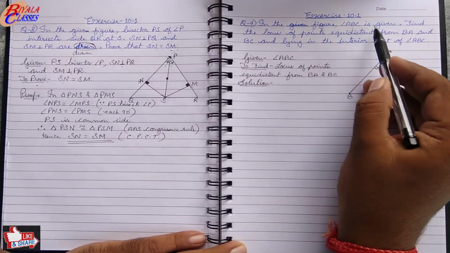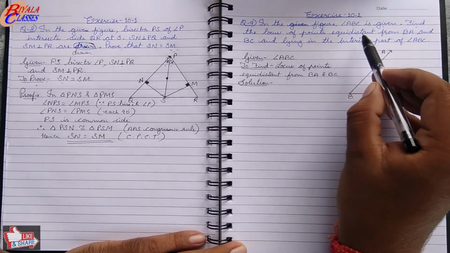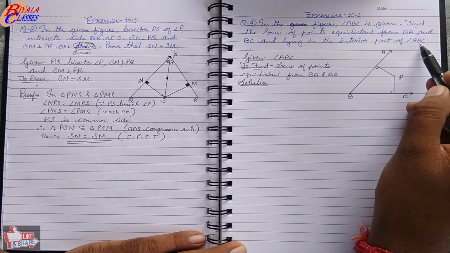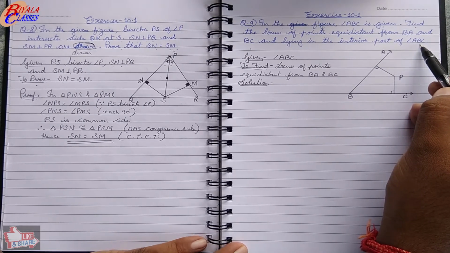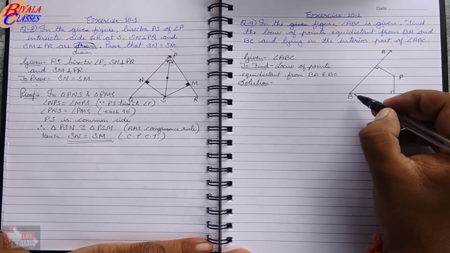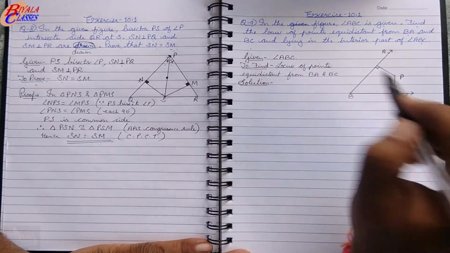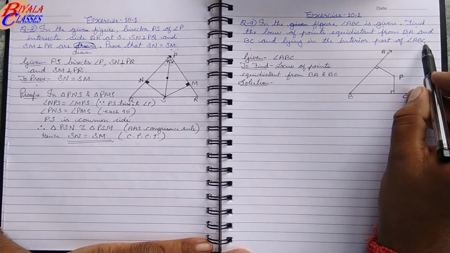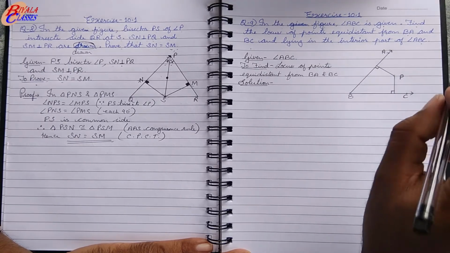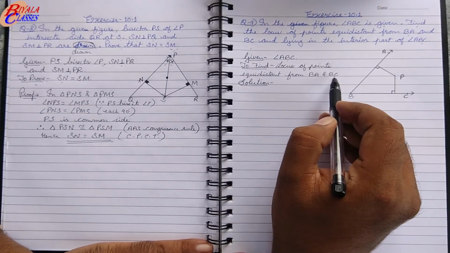in the figure angle ABC is given. We have to find the locus of points equidistant from BA and BC and lying in the interior part of angle ABC. So here you are given an angle ABC and you have to find the locus of those points which lie at equal distance from the two arms, that is BA and BC, and also they should lie in the interior part of angle ABC, means between these two arms. So given angle ABC, to find locus of points equidistant from BA and BC.